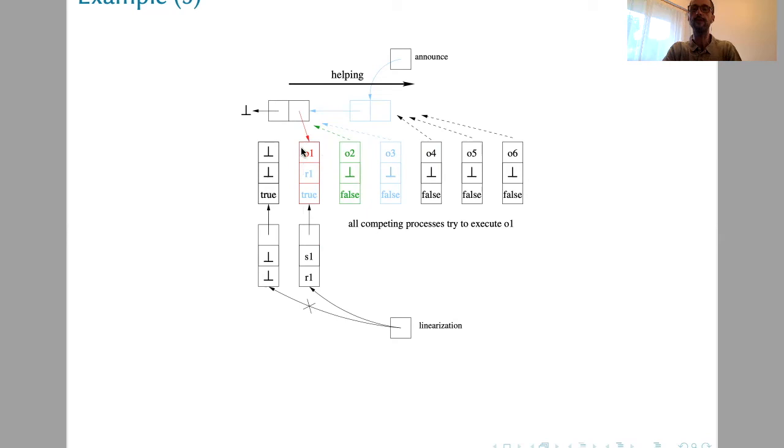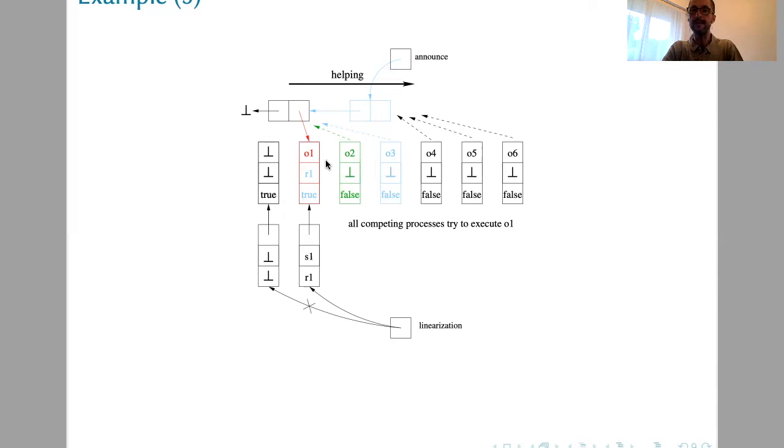operation one. Helping: before trying to insert its operation, a process will first pass the whole queue from the end, helping all the pending operations. When they arrive at the head, they can try to insert their own operation in the corresponding node. And here, for example, P3 is the one who succeeded in terminating the operation of P1. But it could be P4, P6, or P2, or P1 itself.